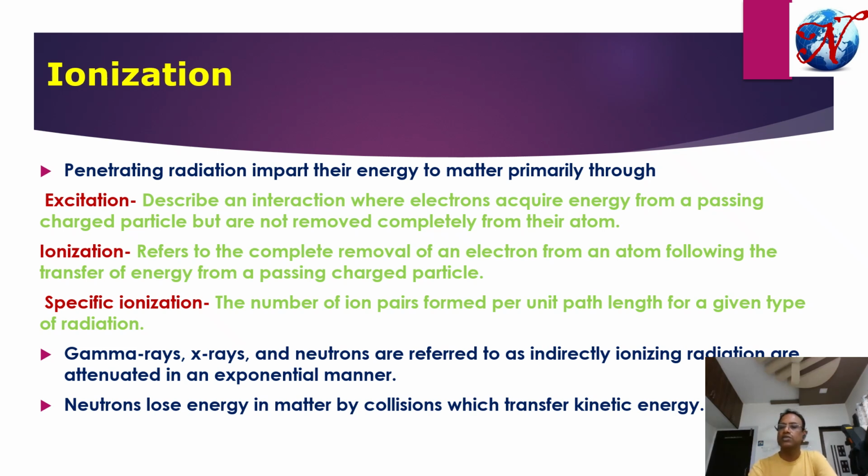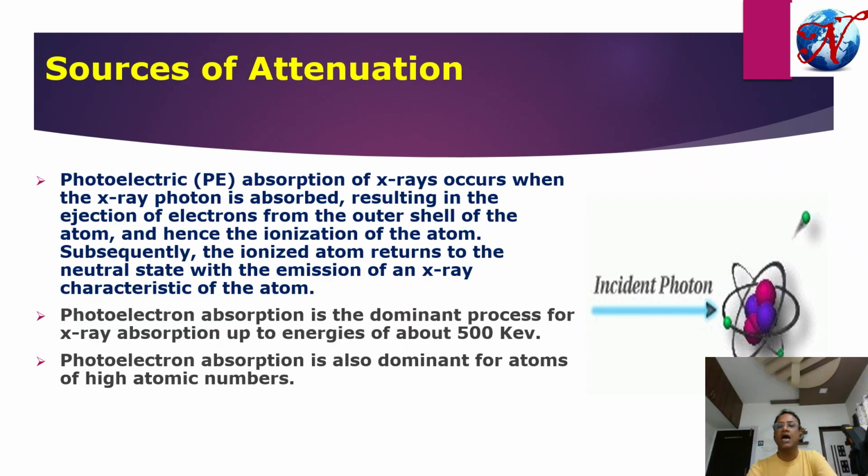When the radiation is passing through the material, it will lose its energy through some kind of interaction process, and one of the first interaction processes is ionization. That means when the radiation is passing through the material, it can produce some positive and negative ions in the intermediate layers through which it is transmitted. There are different types of attenuation, that means different mechanisms by which the radiation will be attenuated by matter.